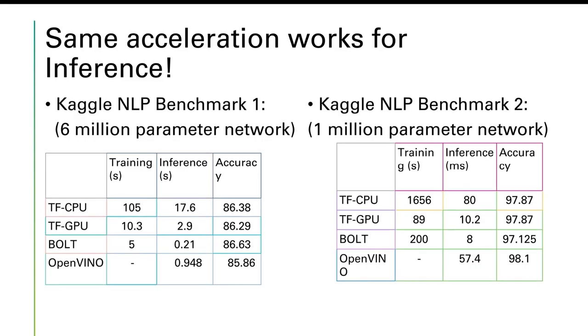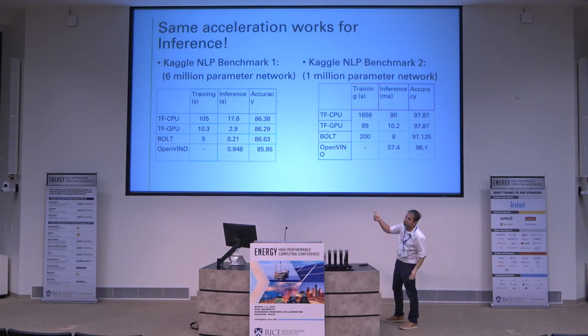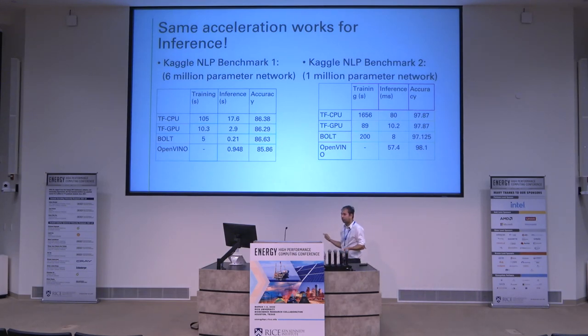An accelerator for training doesn't do inference, right? And we are arguing that, well, it's sparsity. I'm just changing the feed forward, so why not inference too? I could do inference too. And as you can see, the accuracy is intact. We are not making any compromises with accuracy.